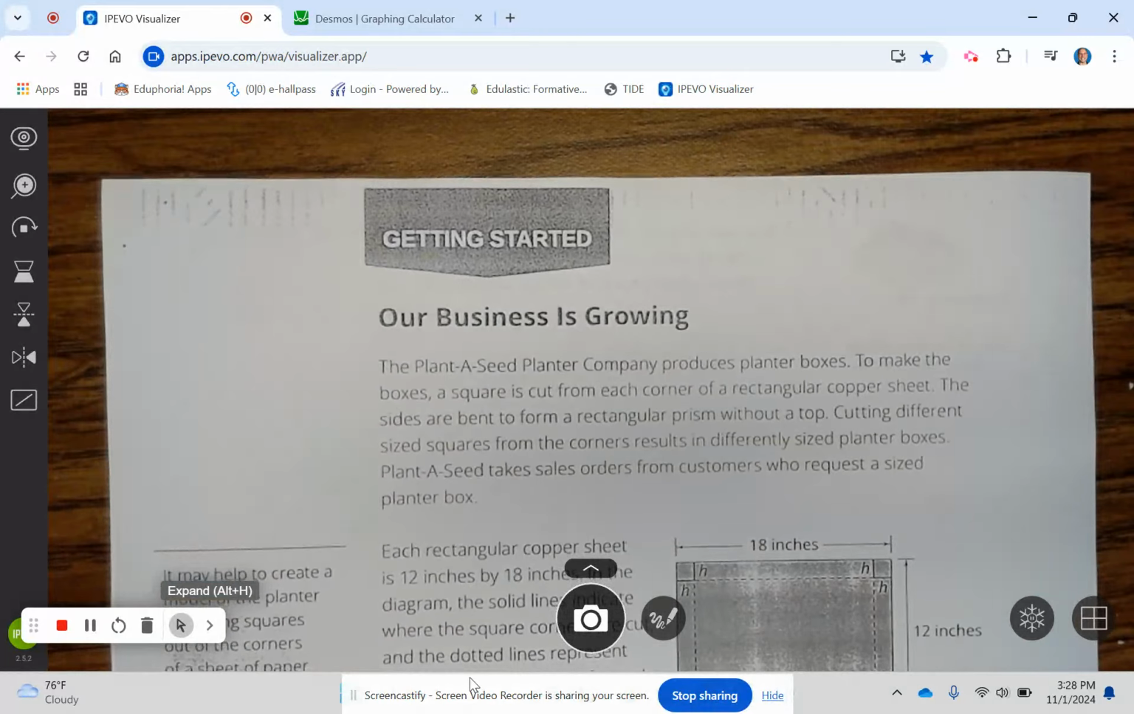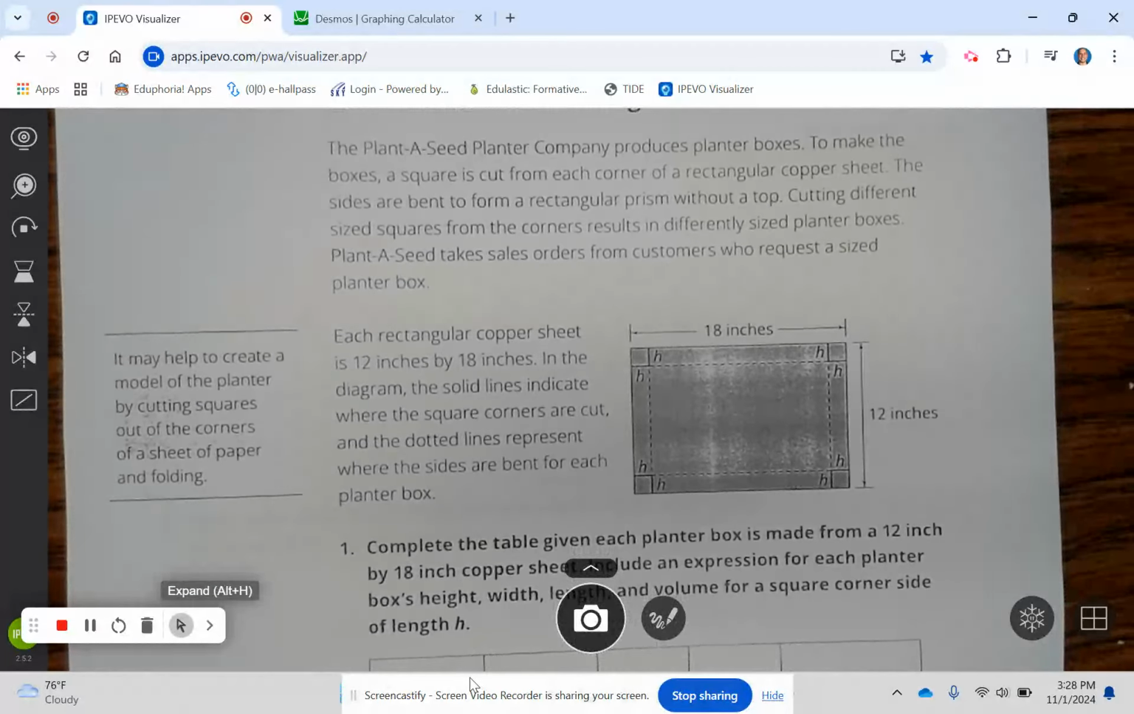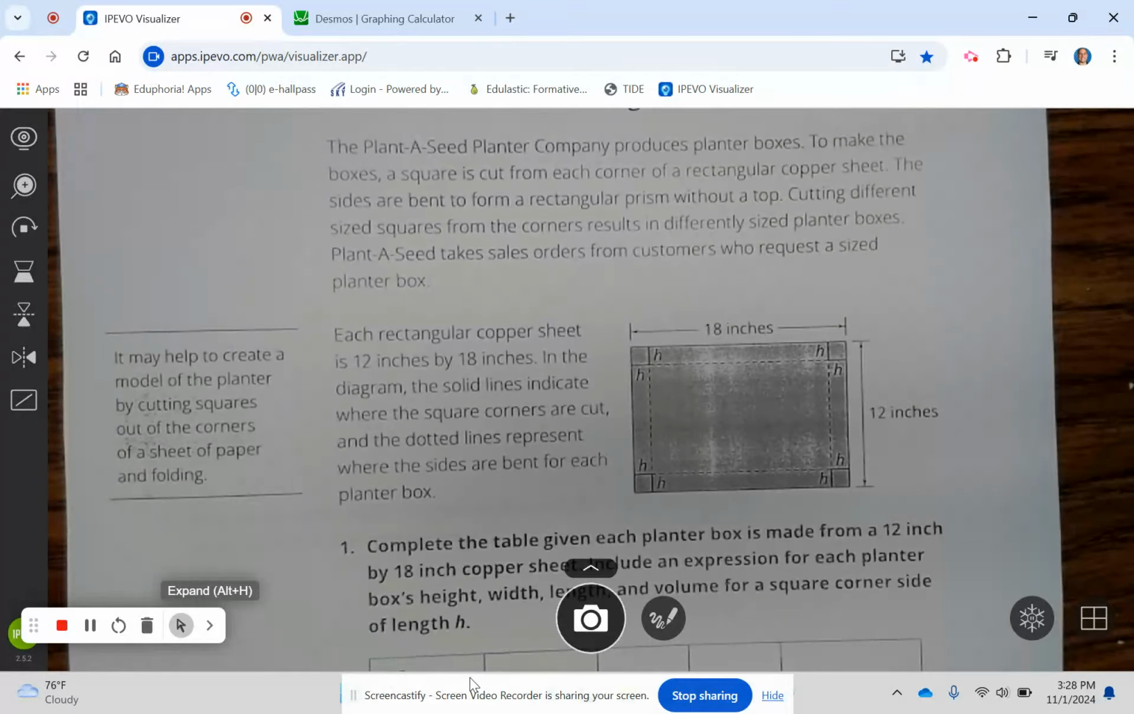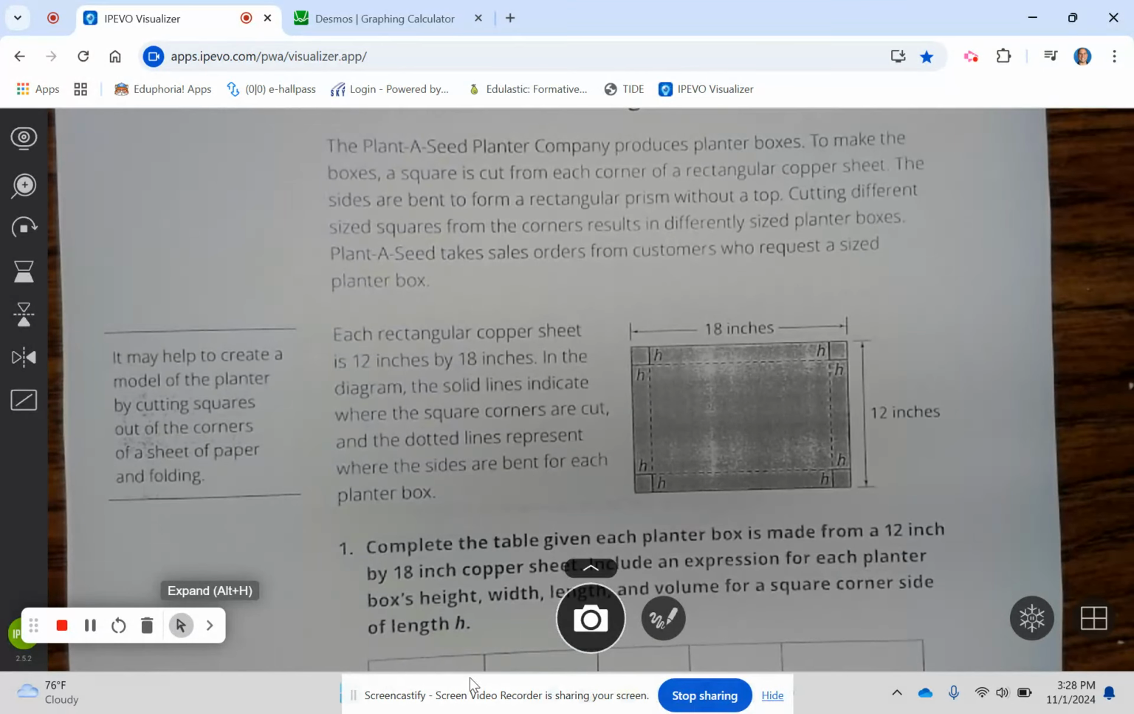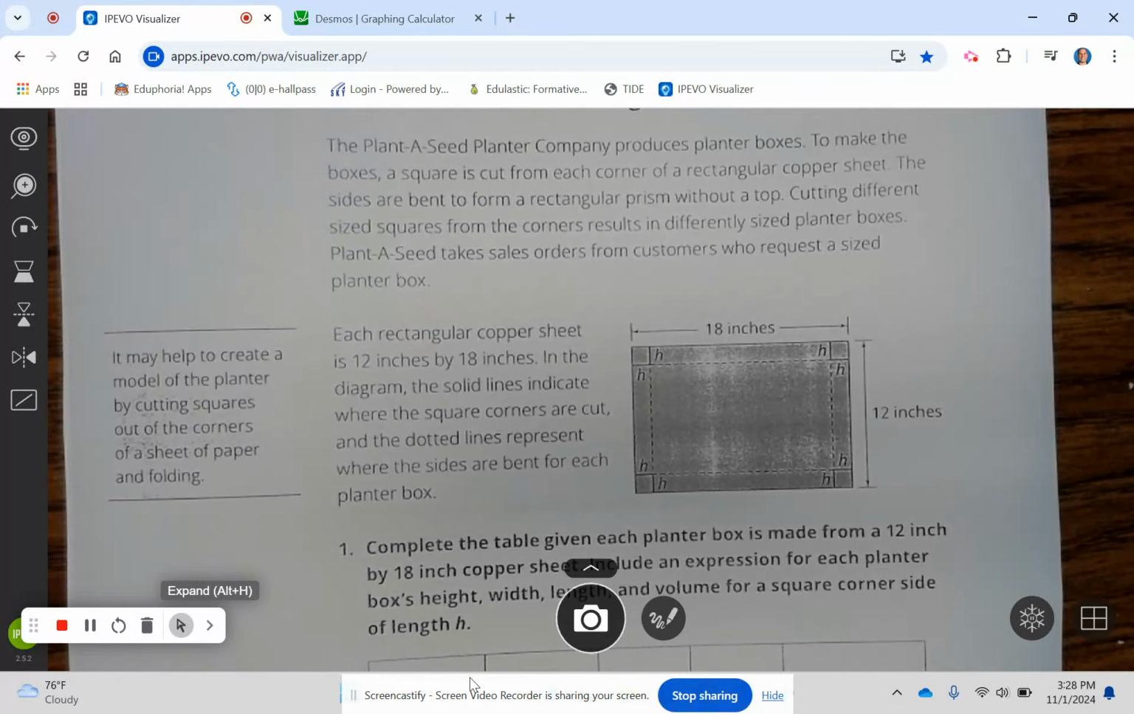Getting started. Our business is growing. A Plant a Seed planter company produces planter boxes. To make the boxes, a square is cut from each corner of a rectangular copper sheet. The sides are bent to form a rectangular prism without a top. Cutting different size squares from the corners results in different size planter boxes. Plant a Seed takes sales orders from customers who require a size planter box.